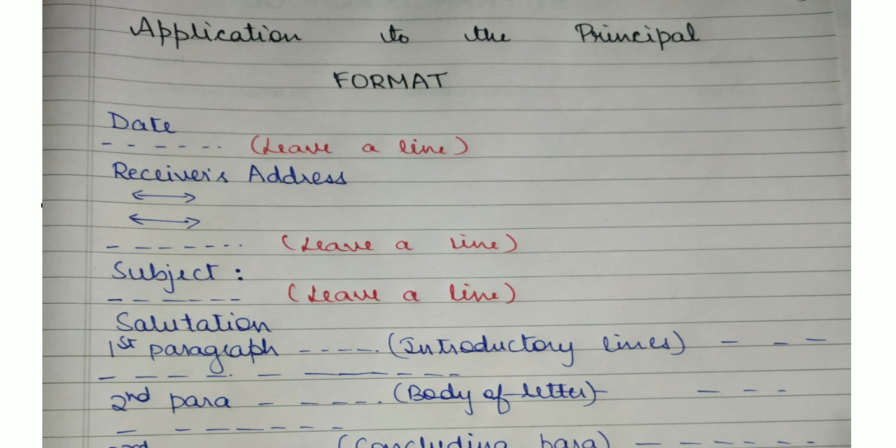Make sure the subject should be only of very few words. In one line, you will write the subject, what the application is about. Very short. In one line only, you will write the subject. Then again, after writing the subject, you will leave a line. This dotted line means you will leave a line. You are not going to write this dotted line, you will simply leave a line blank.